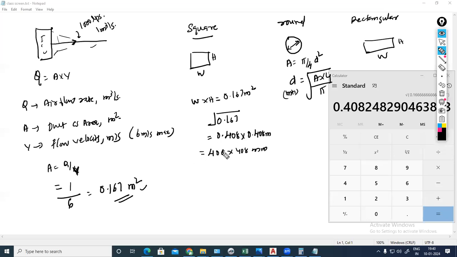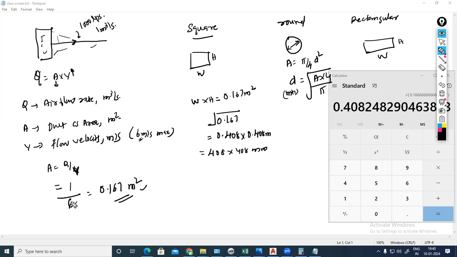But the problem, if you are rounding this to 400, the velocity will increase higher than 6, because from 408, if you are decreasing the diameter, the area will decrease. The area is decreasing, so for the same flow rate, the velocity will increase. So it would be good when you are rounding it, but 6 is my maximum.